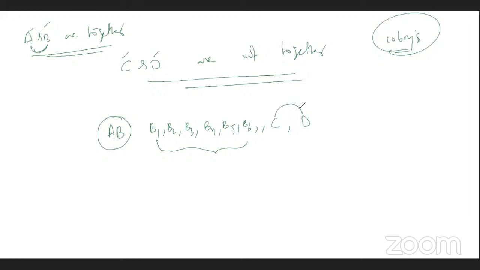So C and D are not together. What does it mean? They should not be next to each other, sir. So what does it mean? At least one of the other 7 members should be in the middle of C and D.